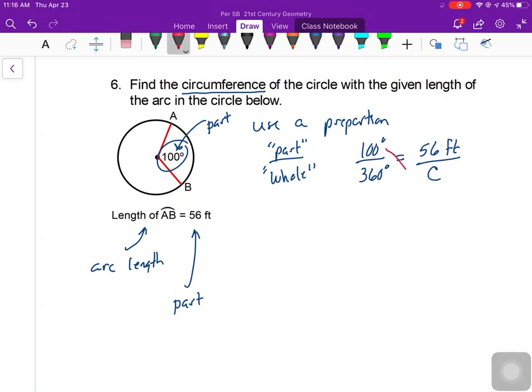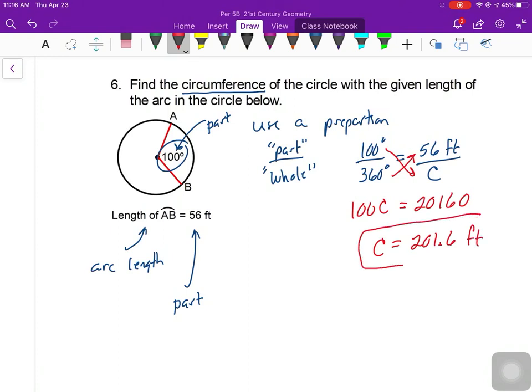Let's go ahead and solve it by cross multiplying, of course. 100 times c, 100c. 360 times 56, 20,160. Divide by 100 on both sides. Circumference, 201.6 feet. Pretty straightforward. Very good use of proportions.